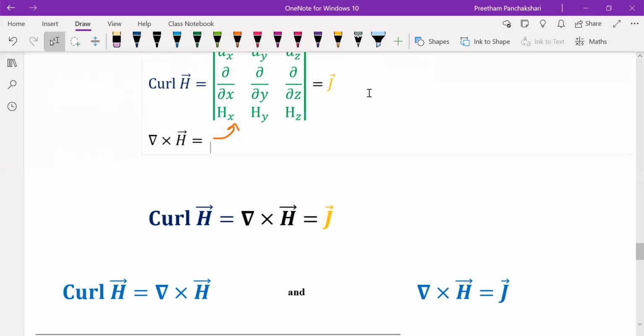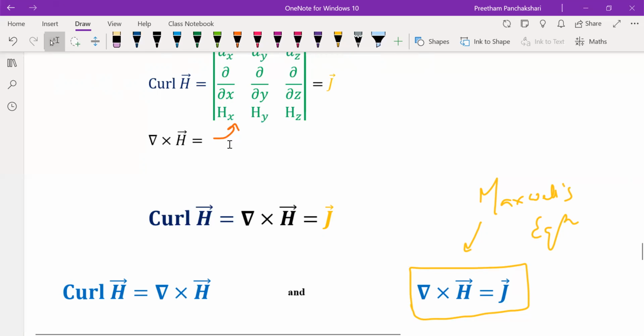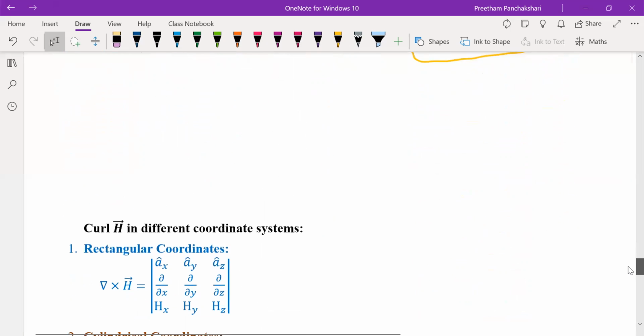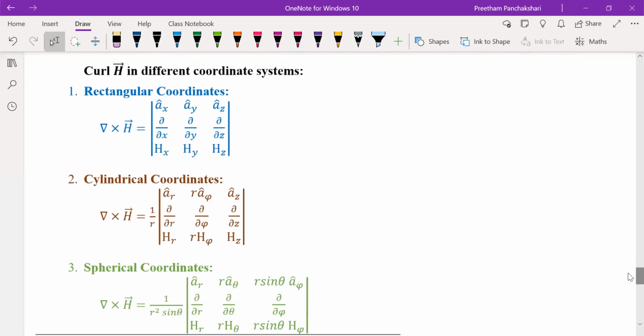And this last equation is popularly known as the point form of Ampere's law, or differential form of Ampere's law. It's also called Maxwell's equation. We shall discuss that part later. So we have derived a very useful relation, that is curl H is equal to J. This particular derivation is discussed in the rectangular coordinate system, but still is applicable to all the three coordinate systems.